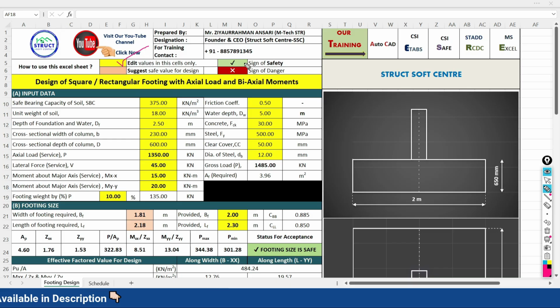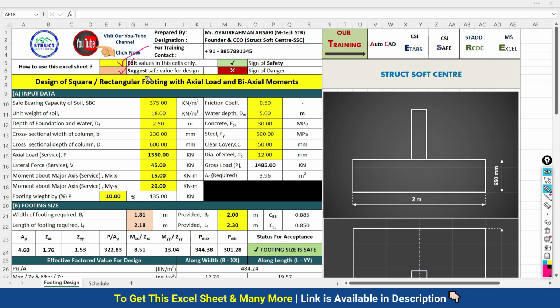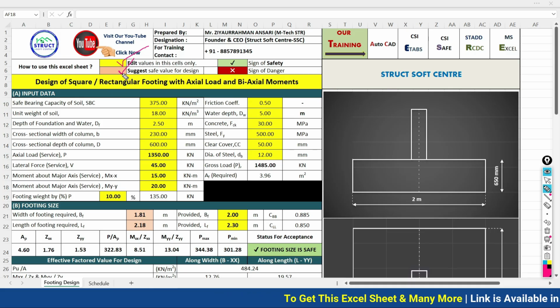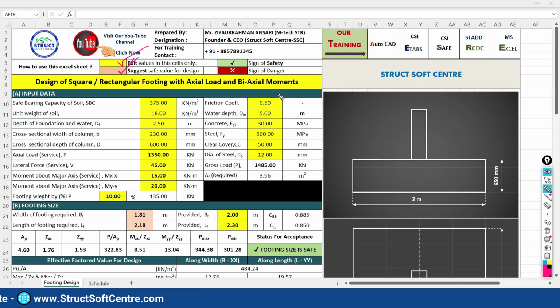There are green cells, that is the sign of safety or a safe design. There is an orange cell that will show you the value which is close to safe. That is the suggesting cell. This cell will suggest to you what should be adopted. And wherever you get a red cell, that is the cell of danger. It means you did something wrong, you have to correct that. It is the failure sign. Hope that you all understood how to use this spreadsheet.